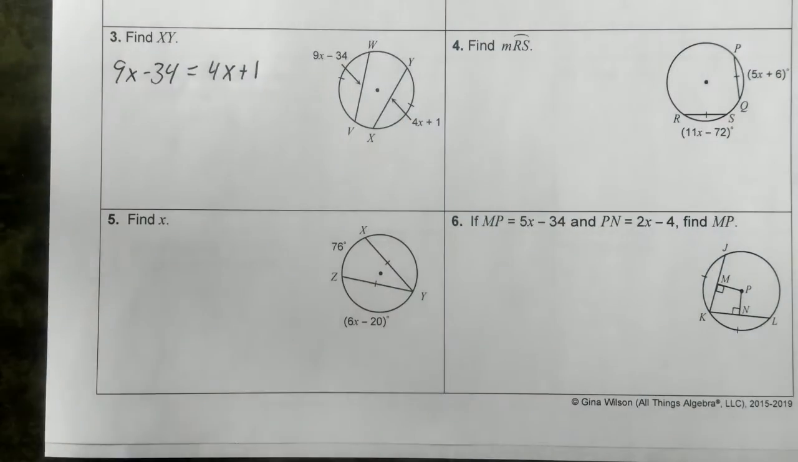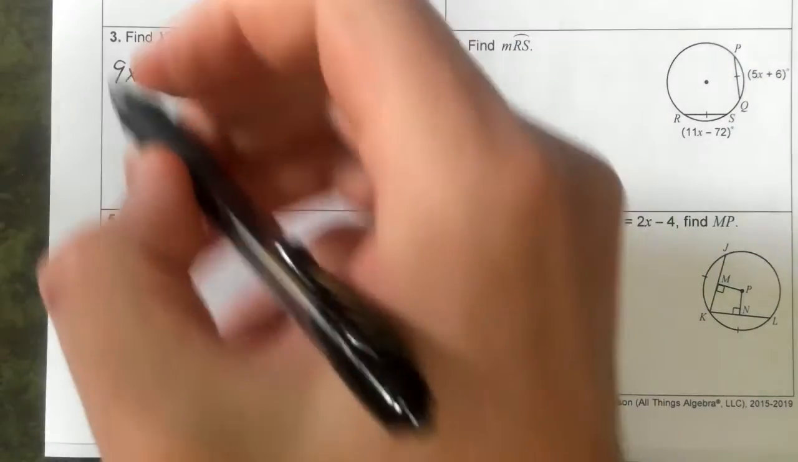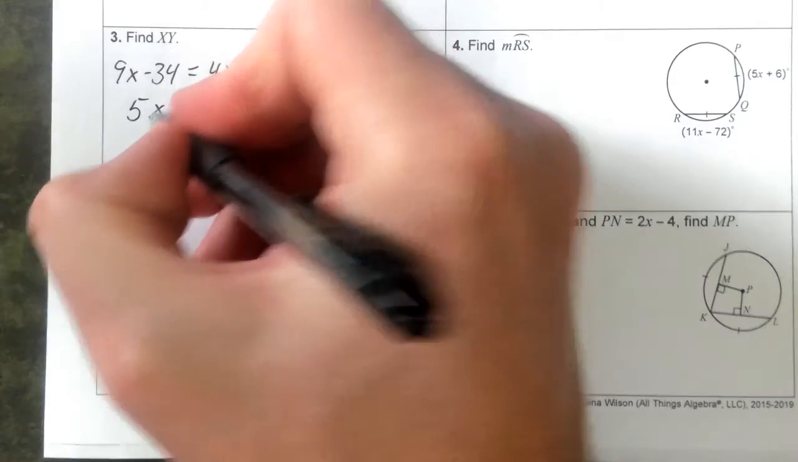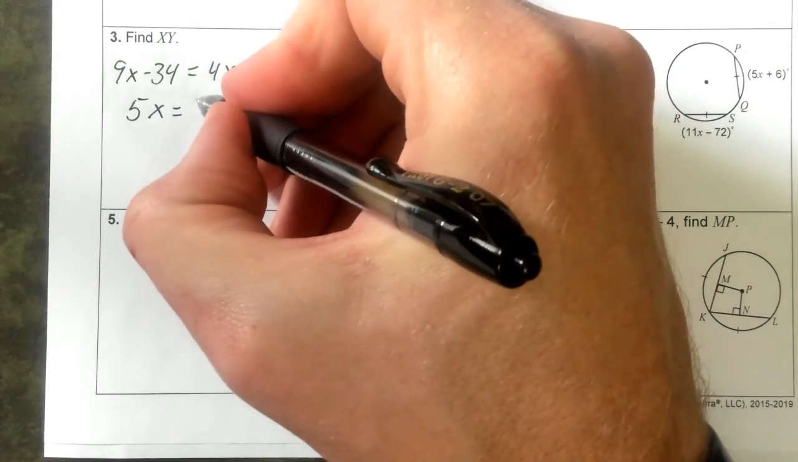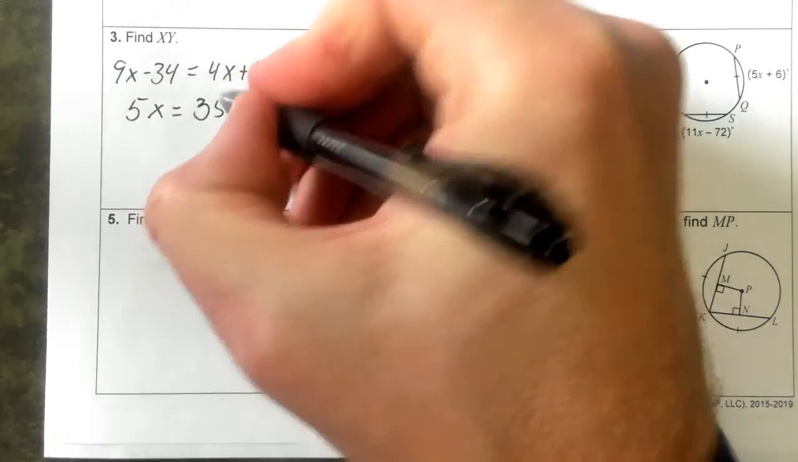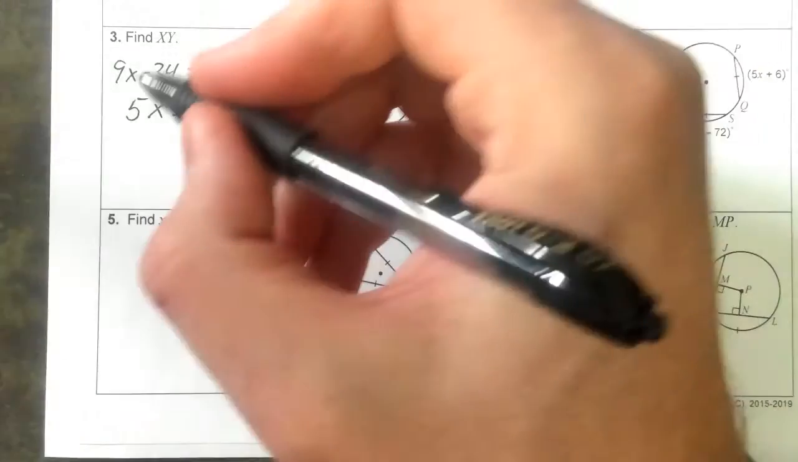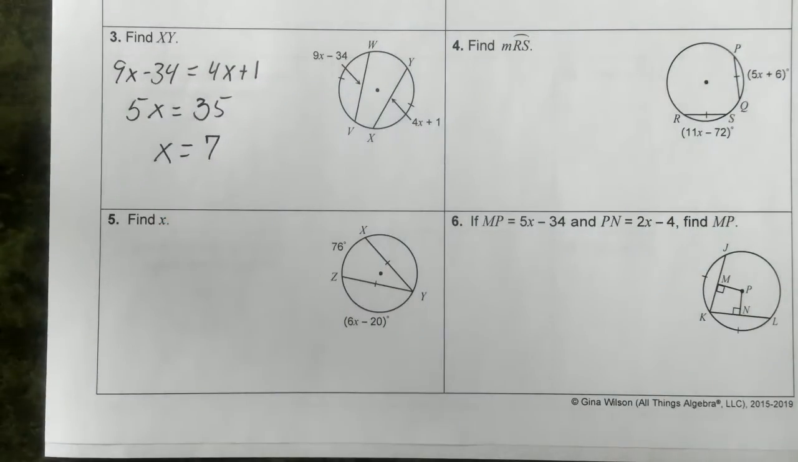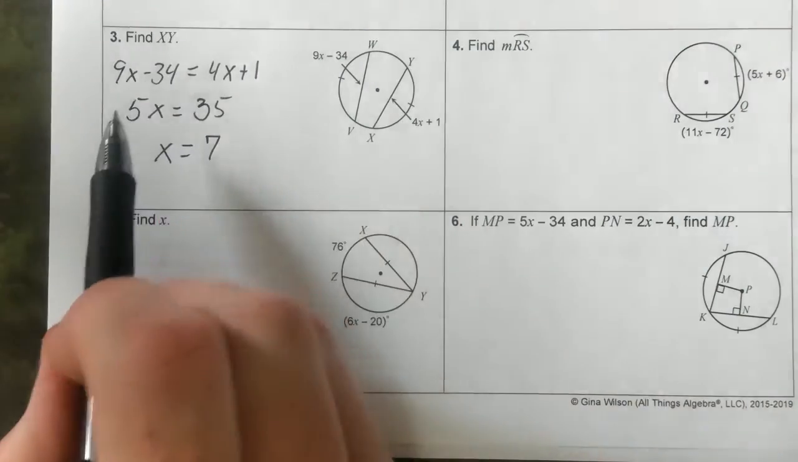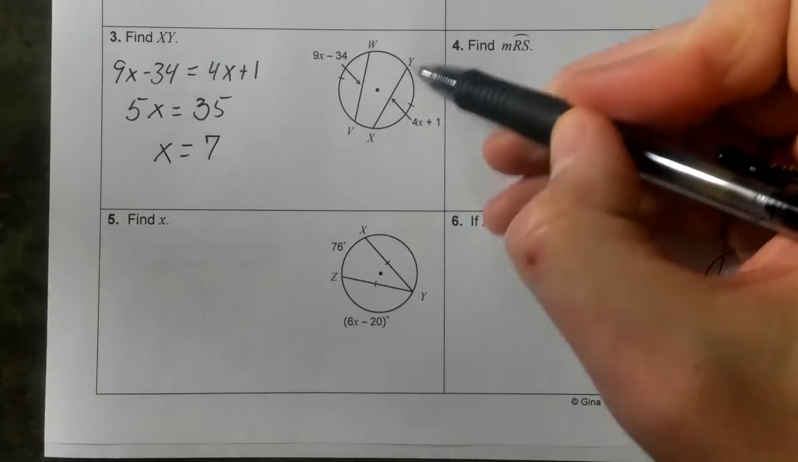Okay, so if I combine like terms by subtracting 4x from both sides, I would have 5x. And then I can add 34 to both sides. So 5x equals 35. Divide both sides by 5. X is 7. Okay, but here the question was to find xy, so we want to know the actual length of the chord.